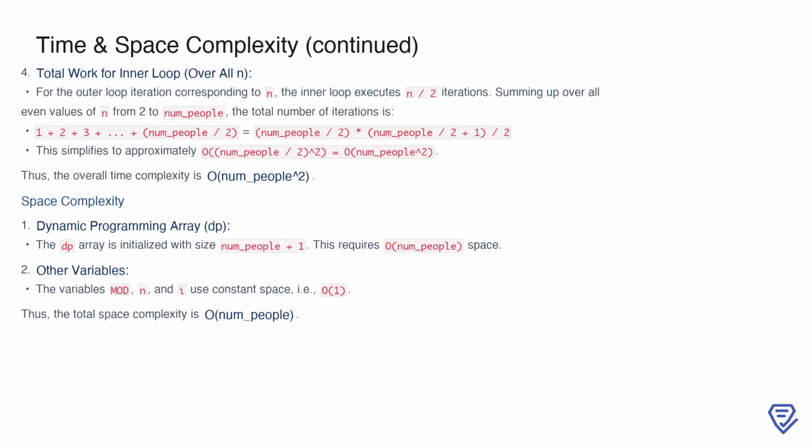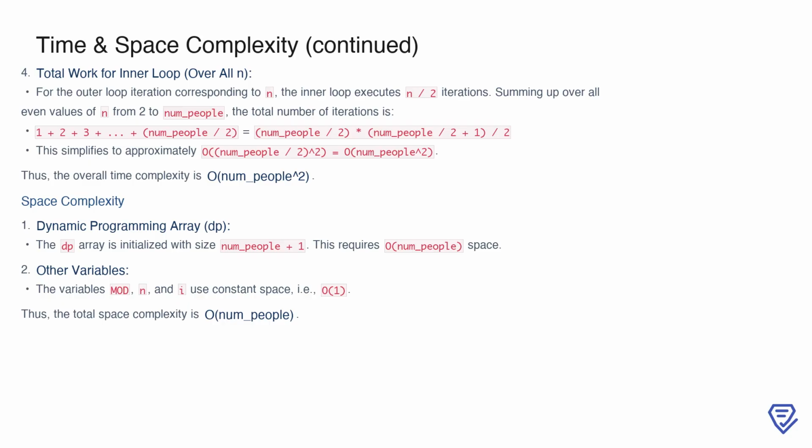For a specific n, the inner loop performs n/2 iterations. If we sum this over all even values of n from 2 to number_people, we get the series 1 plus 2 plus 3 up to number_people/2. Using the formula for the sum of the first k natural numbers, this evaluates to (number_people/2) * (number_people/2 + 1) / 2. When simplified, this results in a total time complexity of approximately O((number_people/2)^2), which is equivalent to O(number_people^2).